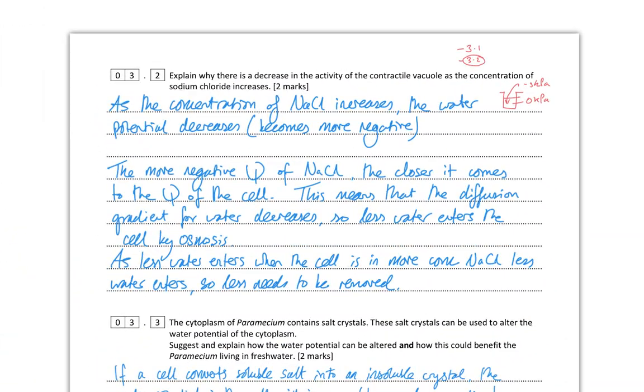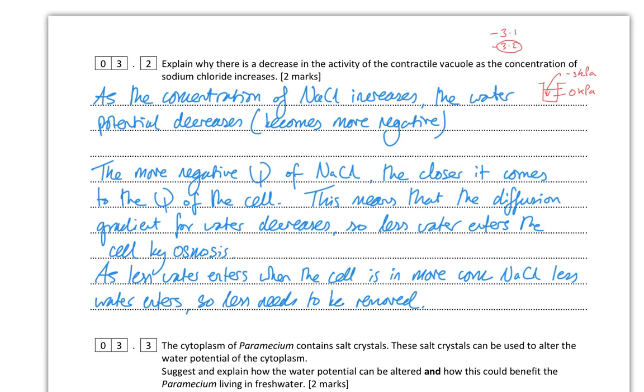And that's what I'm trying to say here. So the more negative the water potential, the closer it comes to that of the cell. This means that the diffusion gradient for water decreases. Less water enters the cell by osmosis. And as less water enters the cell, when it's more concentrated outside, less water enters, so less needs to be removed. It does say, explain the decrease in activity of the contractile vacuole.